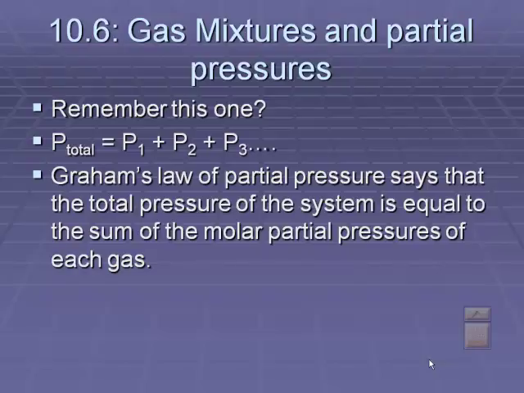So we're going to start on Section 6, which is about gas mixtures and partial pressures. I'm sure you guys remember this particular gas law from honors chemistry. This is the law of partial pressures, which basically says that the total pressure of the system is the sum of the partial pressures inside of there. This is Dalton's law of partial pressure. It says that the total pressure of the system is equal to the sum of the molar partial pressures of each gas. So the mole ratios are what give you the partial pressures inside of there.